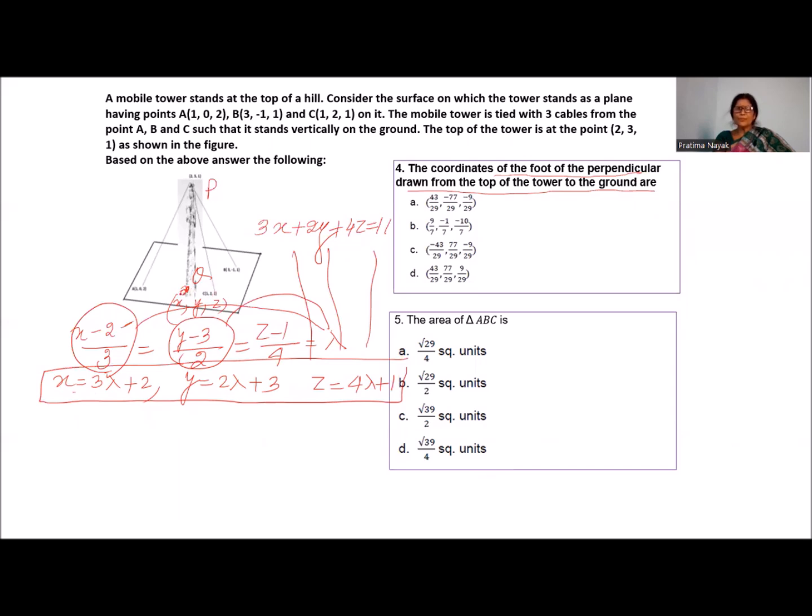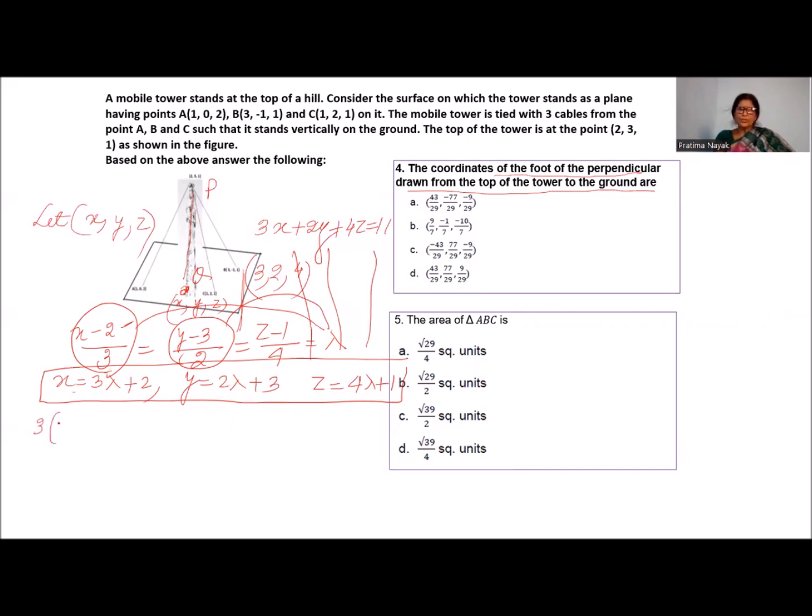I have taken the foot of the perpendicular, let it be x, y, z, the point Q. So first I got the direction ratio of PQ. It was x minus 2, y minus 3, z minus 1, and it was parallel to the normal. The normal has the direction ratio 3, 2, 4, and they are proportional, so the ratio remains the same. I make them equal to lambda. So I wrote x in terms of lambda, y in terms of lambda, z in terms of lambda. Then I'll put these x, y, z values in this plane.